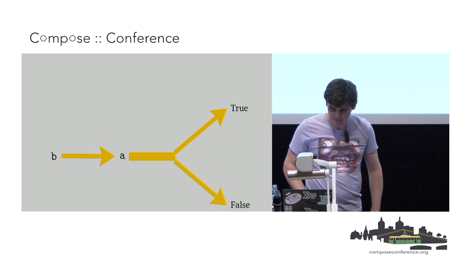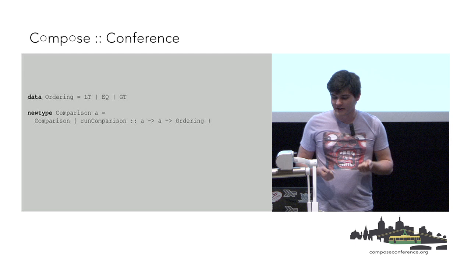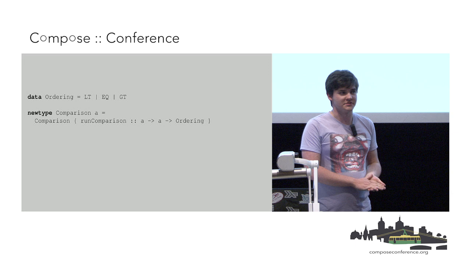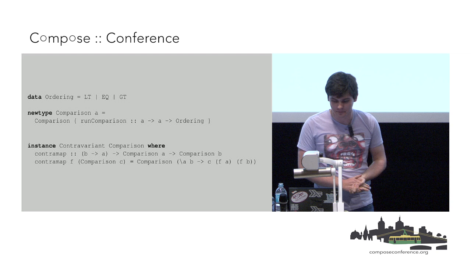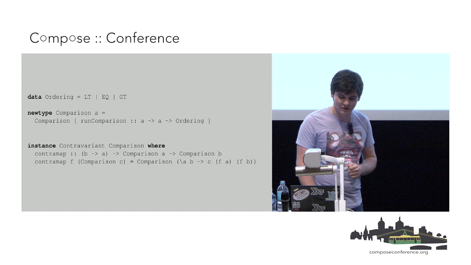Another contravariant functor that comes up a lot is comparisons. So an ordering between two elements is either less than, equal to, or greater than. And a comparison is a function which takes two things and produces the ordering between them. This is a comparison on A's. And this thing is also a contravariant functor, where we have a function and we stick it in there and the types line up and we're happy. So comparison is another contravariant functor.